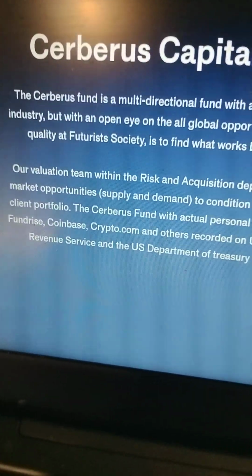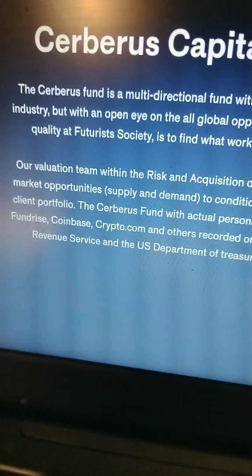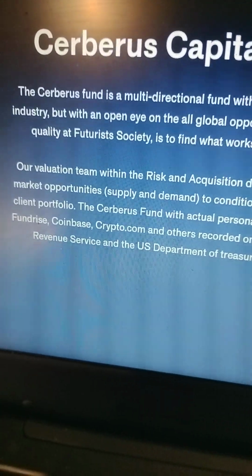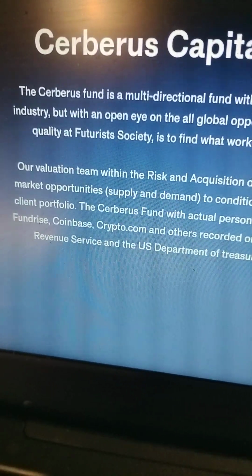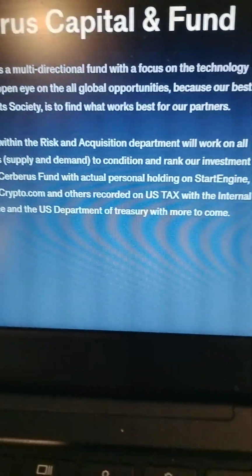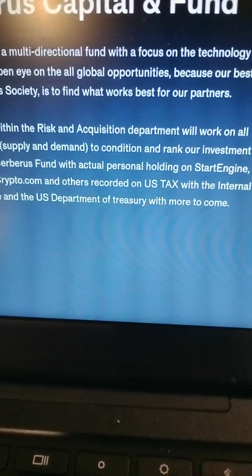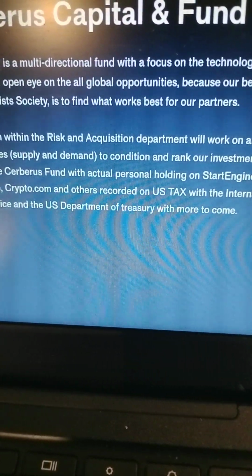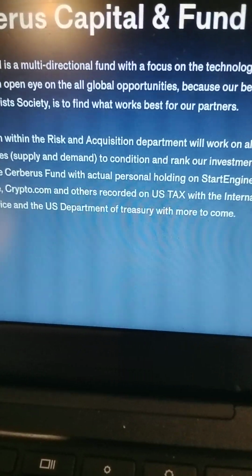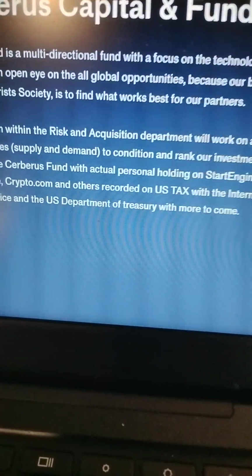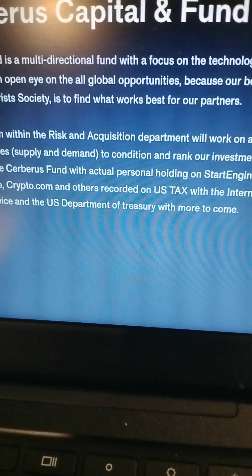So actually, I put my action on another platform, put in the money. I sent 6,000 on Coinbase. I have crypto.com involvement, and I also have a growing platform, probably around 2,000 and more, with Start Engine.